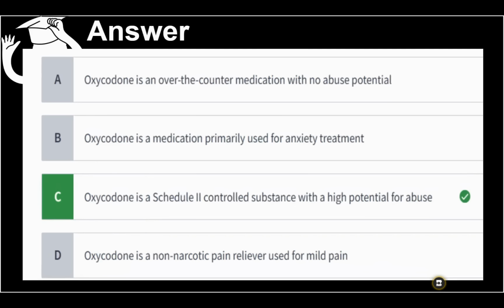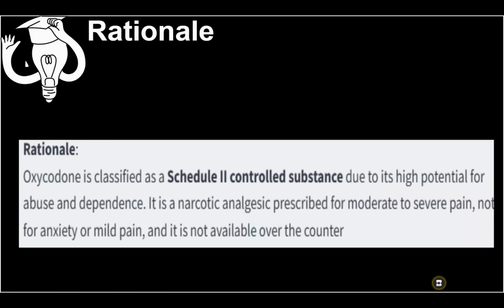Oxycodone, again, is classified as a Schedule II controlled substance due to its high potential for abuse and also dependency. It is a narcotic pain medication that is prescribed for moderate to severe pain. It is not utilized for anxiety or even mild pain, and it's not available over the counter. It can only be obtained through a prescription.